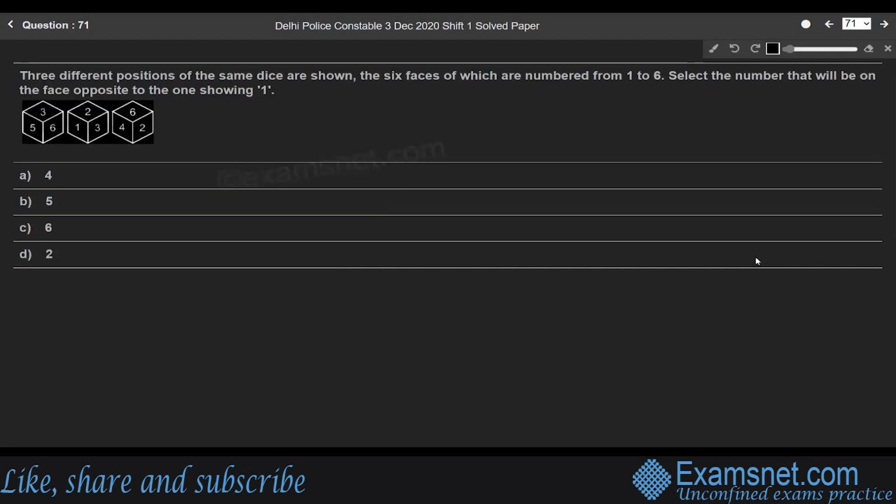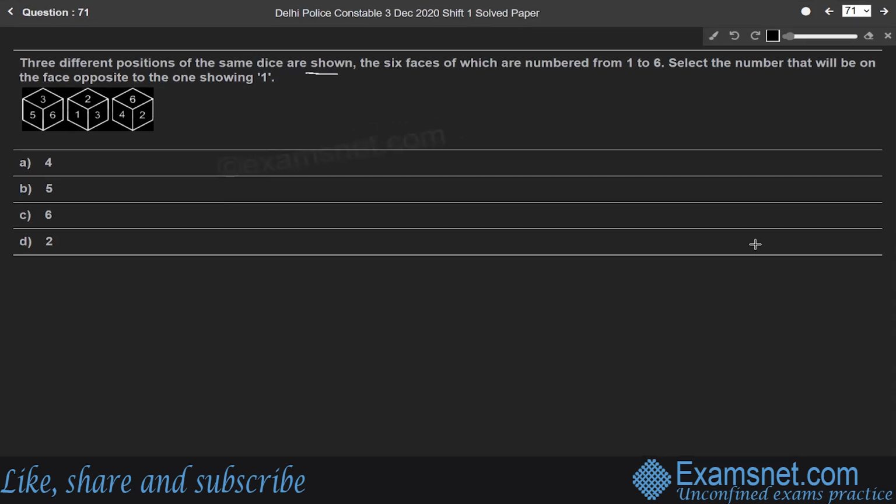Option A. Question 71. Three different positions of the same dice are shown, the six faces of which are numbered from 1 to 6. Select the number that will be on the face opposite to the one showing face 1. Right? So here three different positions are given.